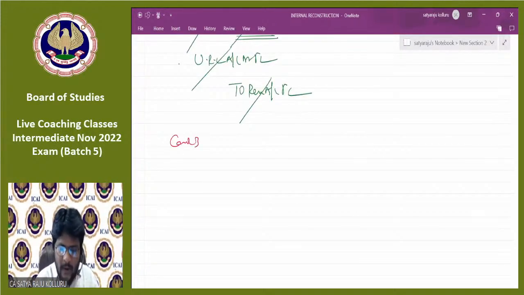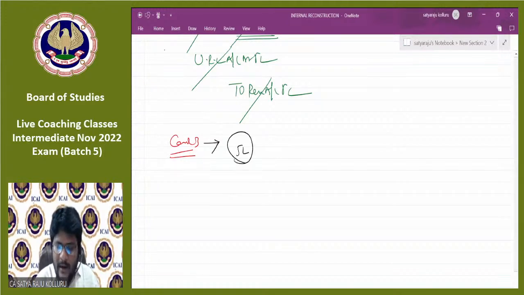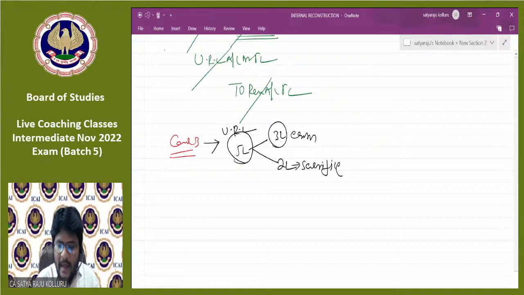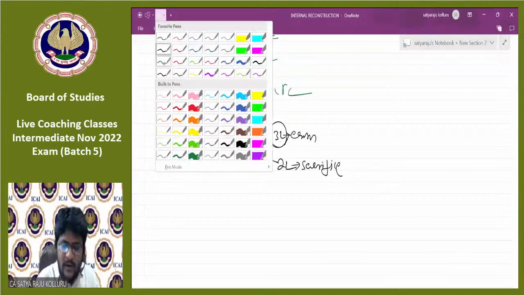Sir, I can't explain more problems, but I can explain more cases. Okay, that's better. What is case number 3 all about, sir? Out of the unrecorded liability of 5 lakhs, 3 lakhs is paid in the form of equity shares. For the remaining 2 lakhs, they are ready to sacrifice. What will be the journal entry, sir?